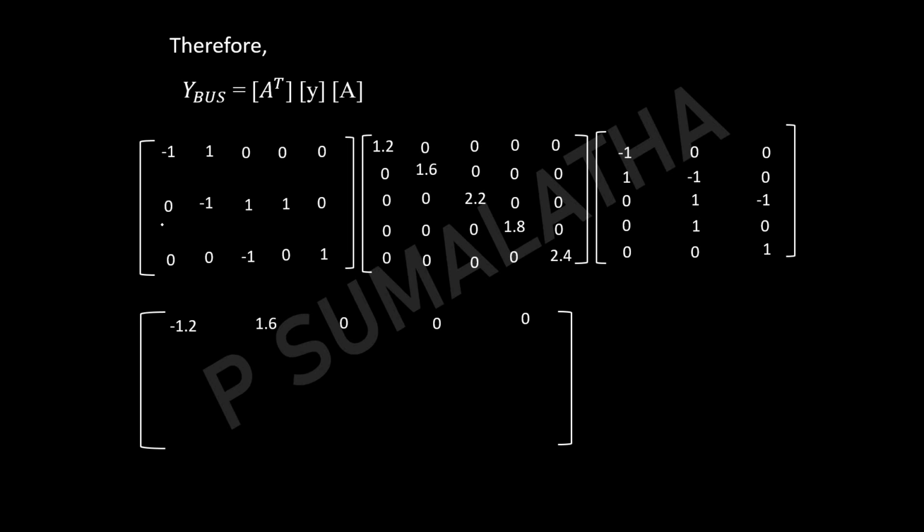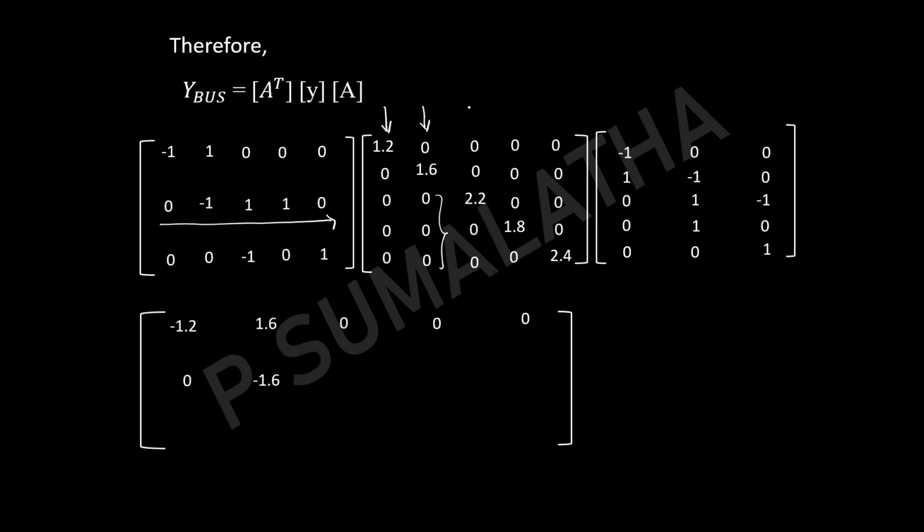Now let us multiply this second row with the first column. So you will have 0 into 1.2, 0. Remaining all values are 0, so that will be a 0. Next, if you multiply with the second column, you will have 0 into 0, 0. -1 into 1.6 will be -1.6. Then remaining all values are 0 here.